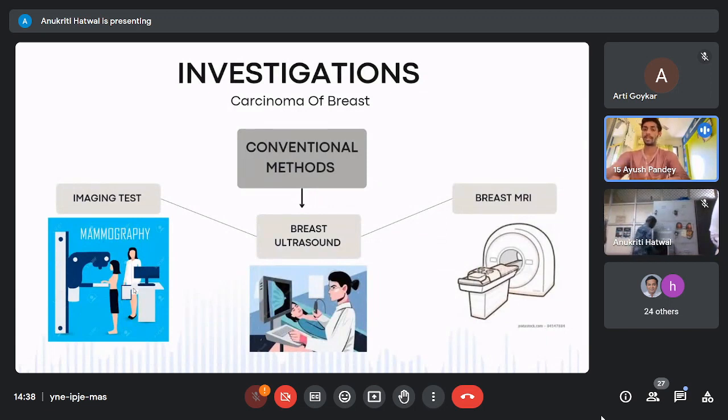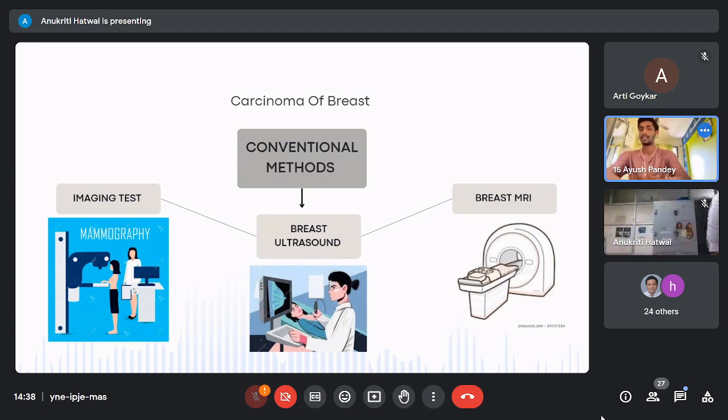The third is the breast MRI, which shows us a detailed picture. It uses radio waves and strong magnets. It is combined with mammograms because some cancers which can only be seen in a mammogram cannot be seen in MRI, and vice versa. Now, in the next slide, we are going to see the new and experimental breast imaging tests.